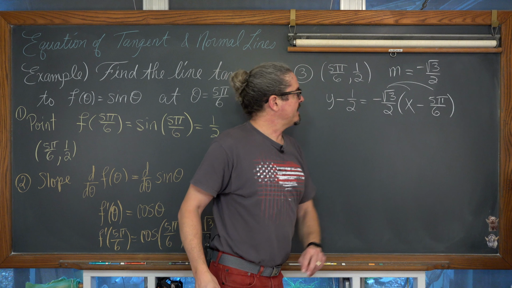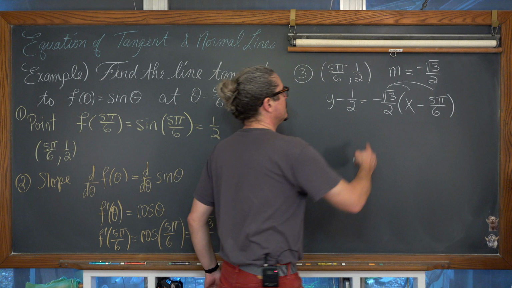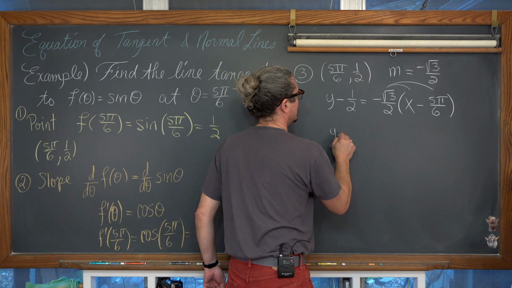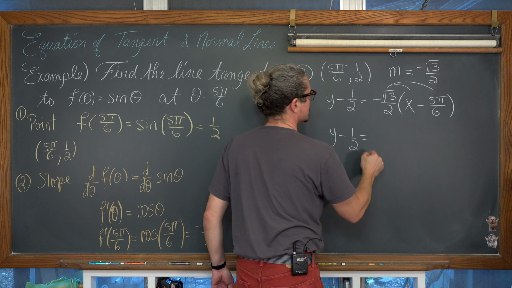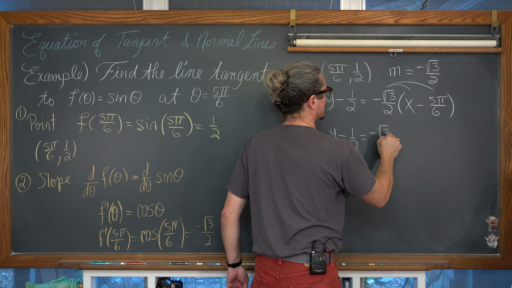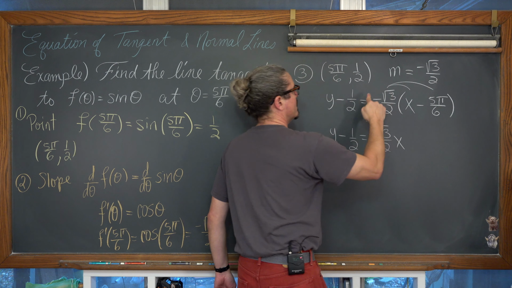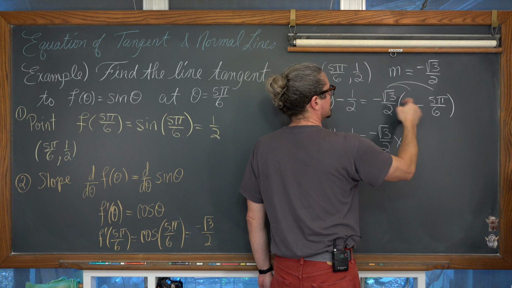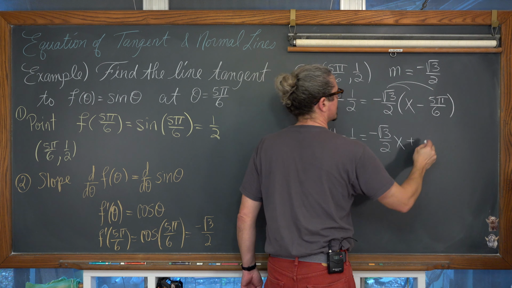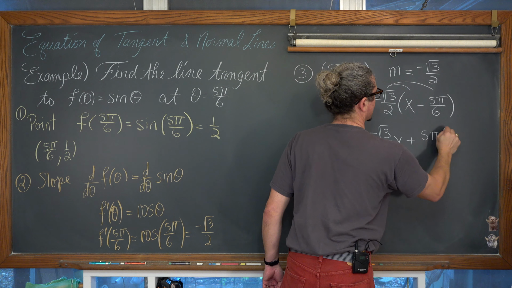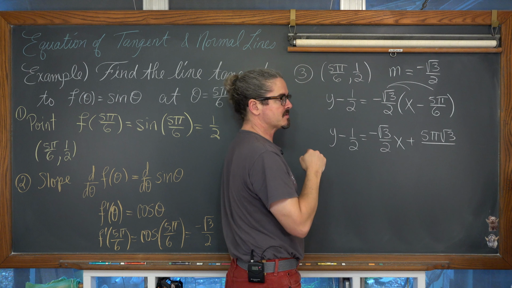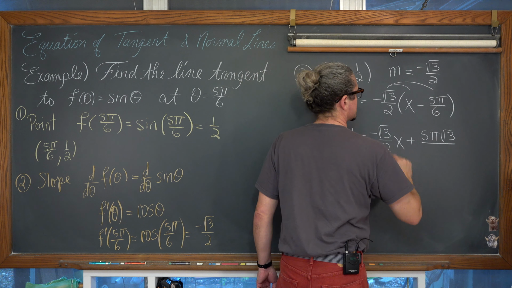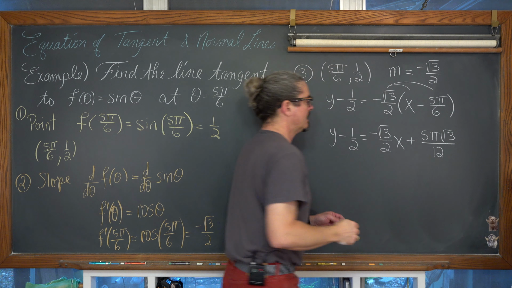So distributing that negative square root of 3 over 2 through, we're going to have y minus 1/2 is equal to negative square root of 3 over 2x. We have negative times negative, which is positive, so plus 5 pi times square root of 3, just 5 pi square root of 3. Multiplying our denominators, we have 2 times 6, which is equal to 12.